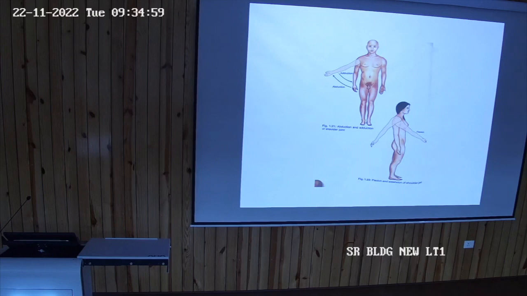Now look at this diagram. I hope you all know the upper limb. This is the shoulder joint. This is the elbow joint. And this is the wrist joint. Between the shoulder joint and elbow joint, this part is called the arm. Between the elbow joint and the wrist joint is the forearm. And from the wrist joint to the fingers, that is the hand.